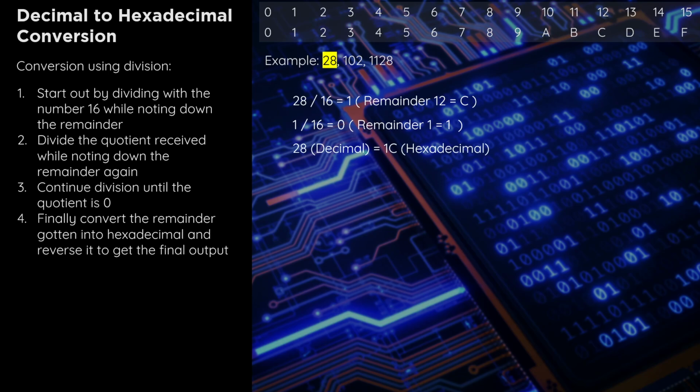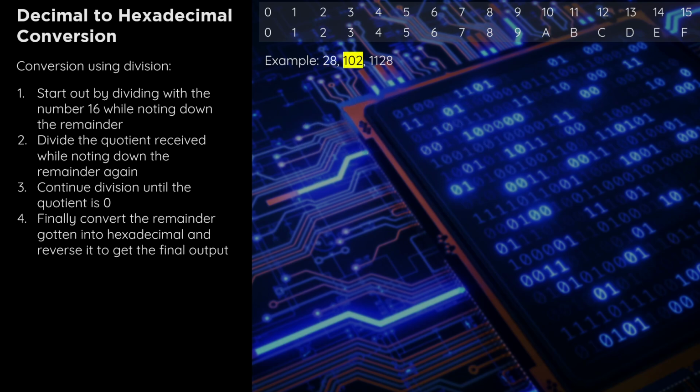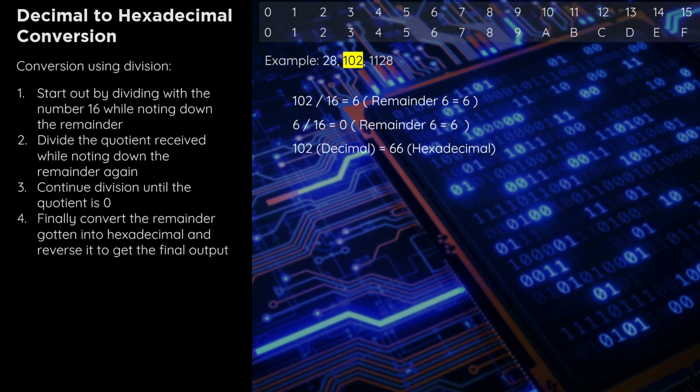Moving on, we have 102. 102 divided by 16 is 6, with a remainder of 6. 6 divided by 16 is 0, with a remainder of 6 again. Thus, the final value of 102 in hexadecimal is 66.